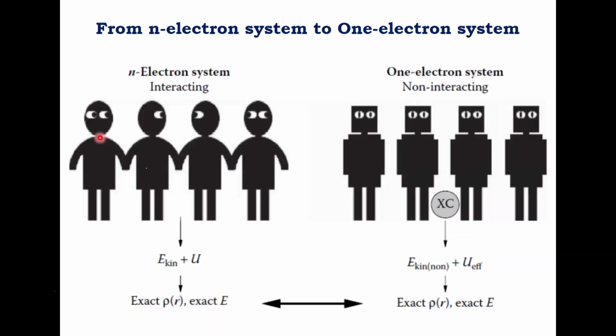So what they did basically is a transition from the n electron system to the one electron system. If you see this cartoon, the n electron system is the interacting system, the actual system. It can be represented by these men holding hands with each other, looking at each other, interacting with their eyes. In principle, you can calculate the kinetic energy of this system, and U is the potential energy. You can calculate the exact density or exact energy in principle.